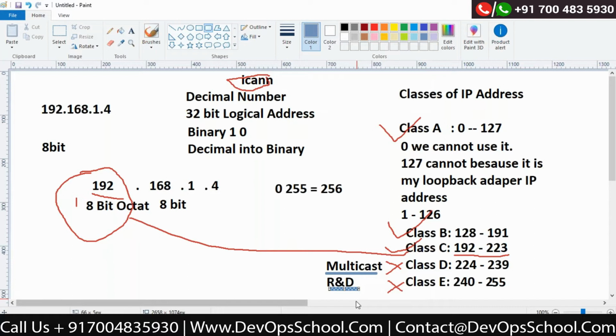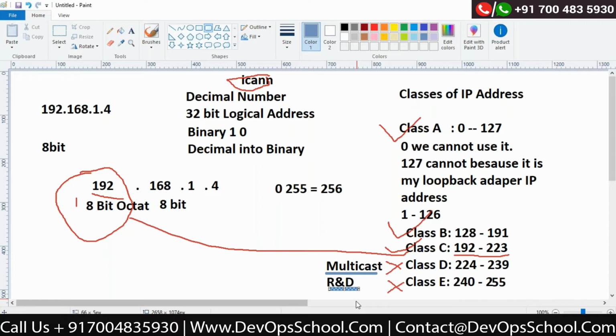Agree? So I will just recap what we have seen so far. This is a very important chapter for us. I come to know that my IP address is a logical 32-bit number which I am assigning to my computer, correct?